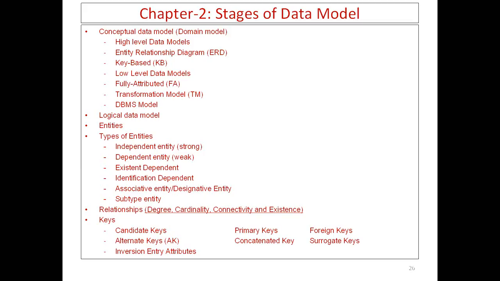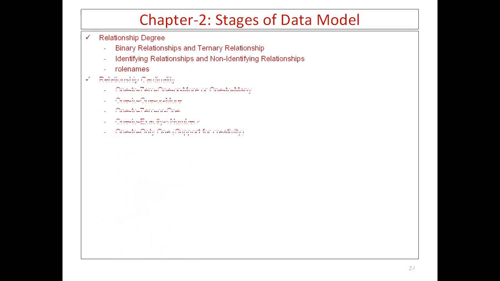Logical data model which contains entities. There are a few types of entities: independent, dependent, existent dependent, identification dependent, associative or designative entity, and subtype entities. Relationships are like degree, cardinality, connectivity, and existence. Keys, like primary keys, foreign keys, concatenated keys, that is composite key, a candidate key, an alternate key, surrogate keys, and inversion entity attributes.